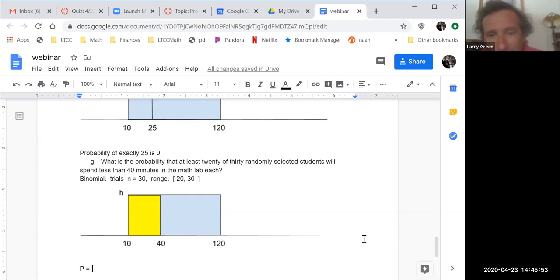Well, P is the area, and that's the base times the height. Let me write B times H, base times height. Our base is 40 minus 10. And our height is 1 over 110. That hasn't changed in this whole example. Which, by the way, 40 minus 10 is 30. 30 times 1 over 110 is 3/11. Okay, and we're going to need a decimal because it's the computer that we're going to pop this into. What is 3/11 as a decimal?